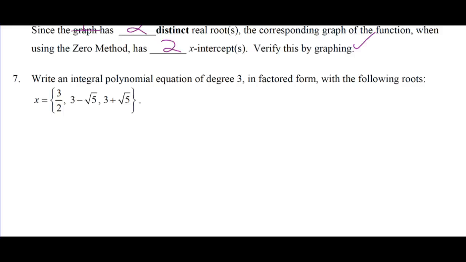Okay, so we have 3 roots. We have to take each root and turn it into a factor. So we're going to take each root. We'll start by saying x equals 3 halves.